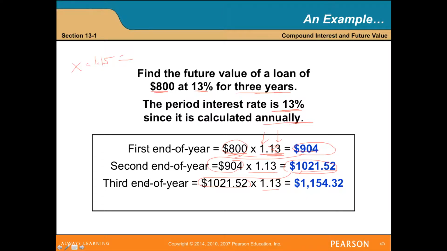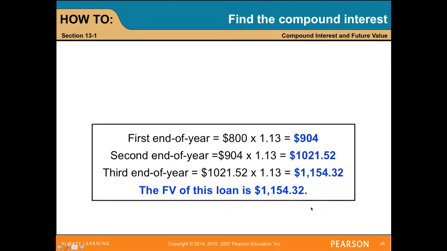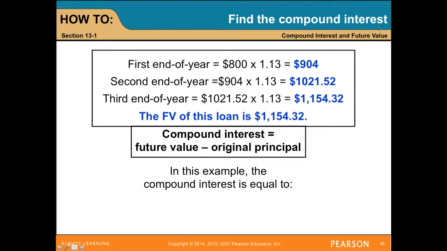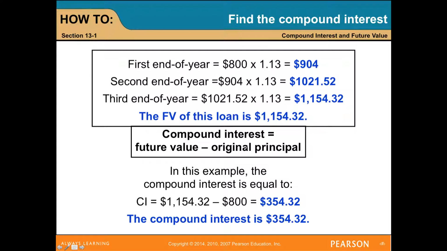Okay, so then at the end of the third year, you have $1,021.52 times 1.13, and that equals $1,154.32. So the future value of this loan, and FV stands for future value in finance, is $1,154.32. Okay, so now the compound interest equals the future value minus the original principal. So in the example, the compound interest, CI, equals $1,154.32, which we got from here, minus 800, which is the original amount of the loan, and that equals $354.32. So the compound interest is $354.32.